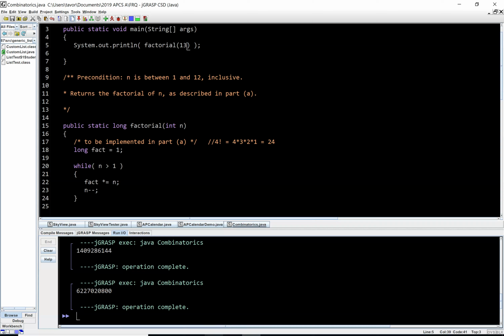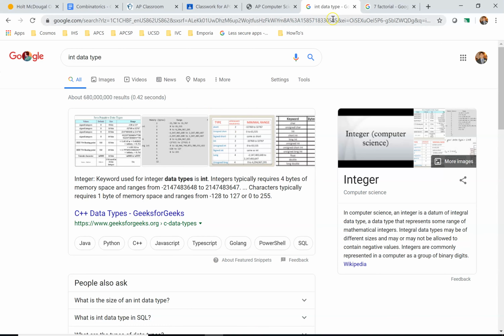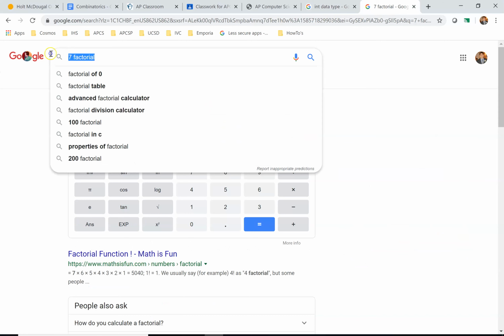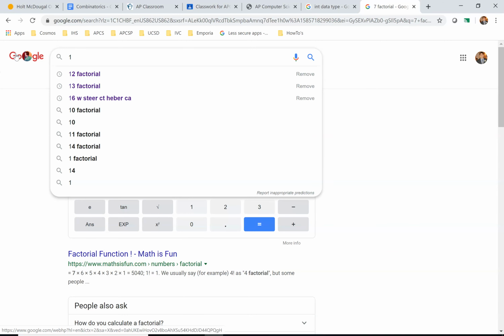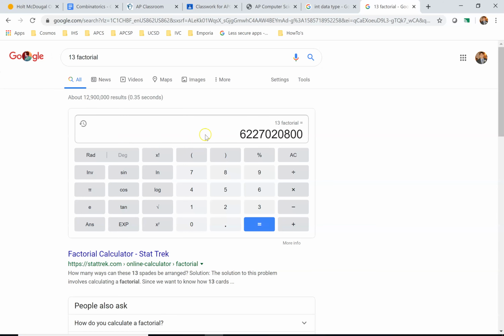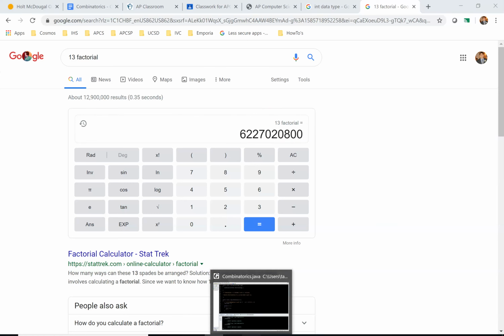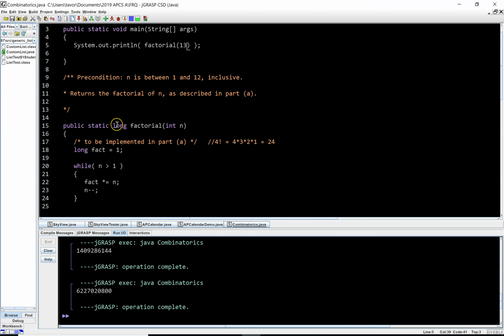6.22 billion. Now if I go to 13 factorial, 6.22, so it works. Okay, that's good, because I've told the computer to allocate more bits.